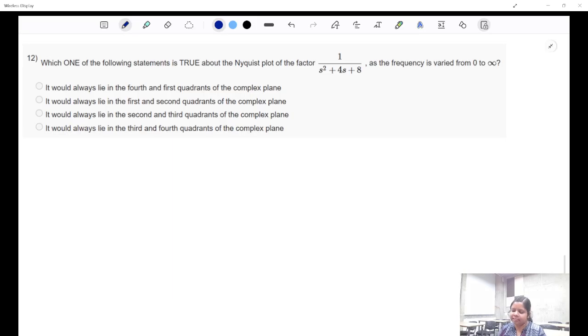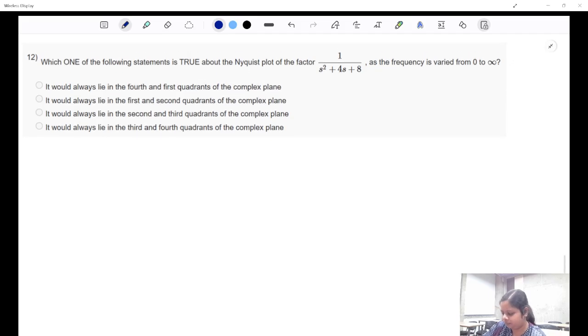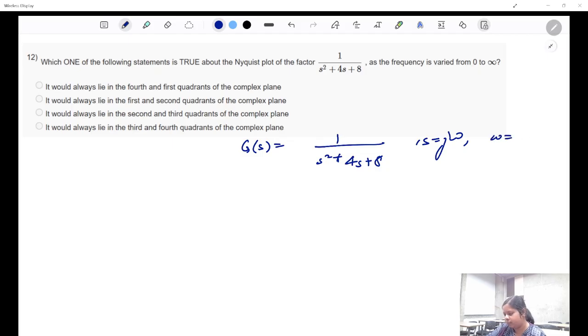Which one of the following statements is true about the Nyquist plot of the factor 1 upon s square plus 4s plus 8 as the frequency is varied from 0 to infinity? So in this case, G(s) is 1 upon s square plus 4s plus 8, where s is j omega, and we want to see how it behaves as omega is varied from 0 to infinity.